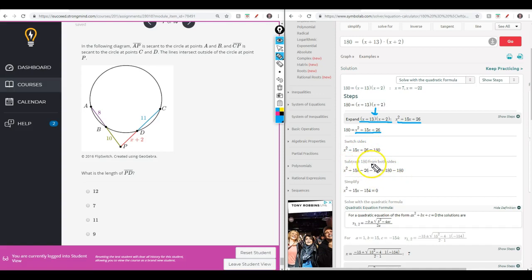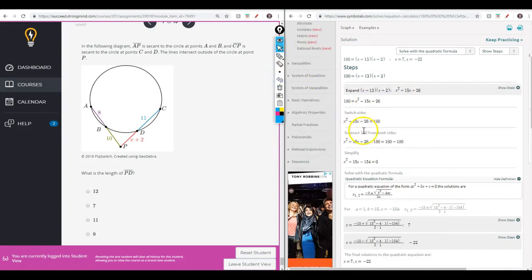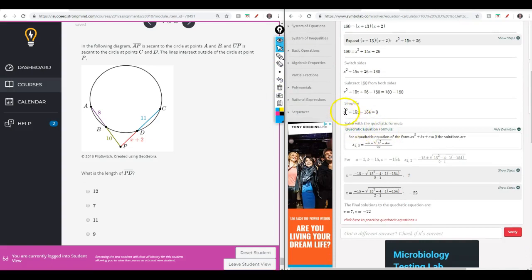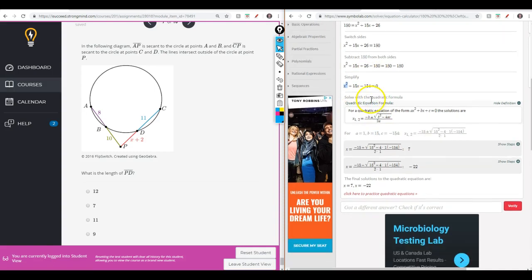So then they subtract 180 from both sides. So 26 minus 180 simplifies down to negative 154, and 180 minus 180 reduces down to 0. So then we are going to solve, since it has an x squared, that's telling us it is a quadratic. So then we're going to solve this quadratic with the quadratic formula, which is given right here. x equals negative b plus or minus the square root of b squared minus 4ac all over 2a.